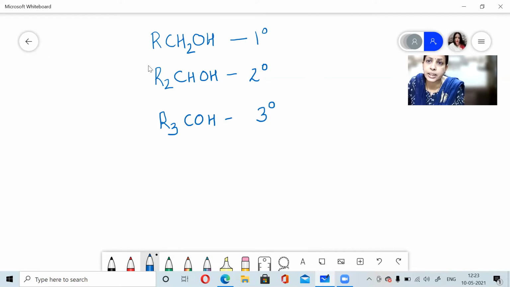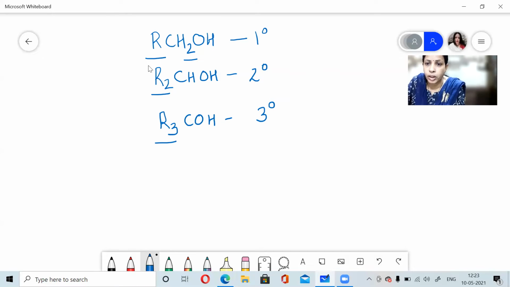The basic difference is the number of alkyl groups. And these number of alkyl groups are getting replaced. They are replacing the hydrogen atom of this particular group, that is CH2. Now, after tertiary alcohol, your quaternary alcohol is not possible because now if you see here, there is no hydrogen atom left. So we are dealing only with primary, secondary, and tertiary alcohols.